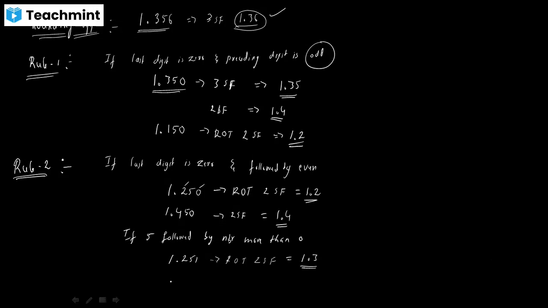I take the same number as before, 1.451. If it is 4523, whatever, if it is more than 0, then you can increment or increase the value before 5.